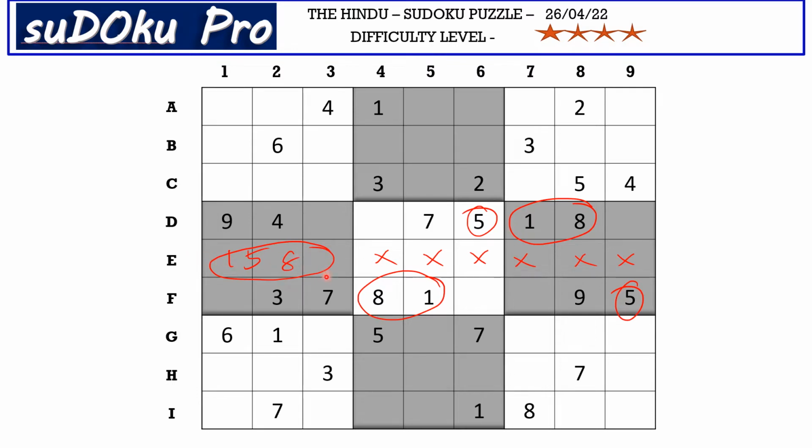And now in this fourth block only two cells are left empty, and the missing numbers are 2 and 6. There is a 6 blocking from here, so F1 takes 2 and D3 takes 6. Now in D row there are only two empty cells and the missing numbers are 2 and 3. There is a 3 blocking this cell, so D4 takes 2 and D9 takes 3.